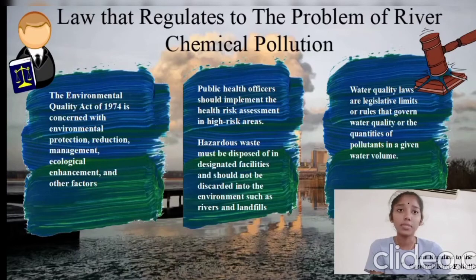Today I am going to explain about the law that regulates the problem of river chemical pollution. The Malaysian government has adopted several key environmental legislations and programs to address environmental challenges, including river pollution reduction. The Environmental Quality Act of 1974 is concerned with environmental protection, reduction, management, ecological enhancement, and other factors.